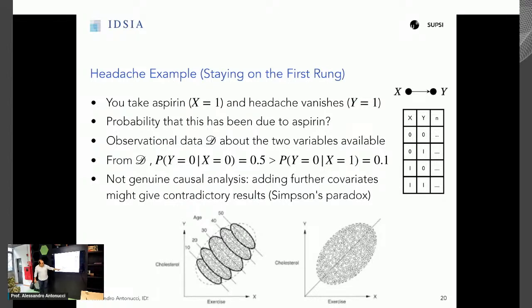And okay, this image is from the Book of Pearl. I don't know if you know that. It's some data about the amount of exercise and the amount of cholesterol. And it seems that the more you exercise, the more cholesterol you have. So if I just analyze this data in this statistical sense, I should stop doing any exercise, otherwise my cholesterol will go crazy.